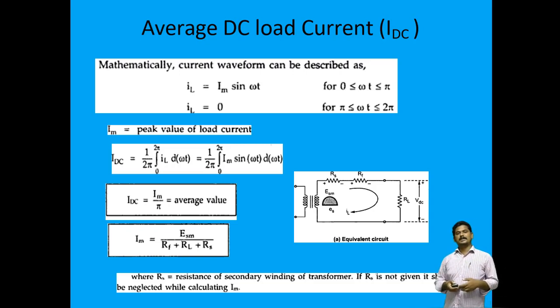That value is called the average DC current value. The value of Im is the amplitude of the AC input signal divided by the total resistance, that is the diode forward resistance RF plus the load resistance RL and the source resistance RS.